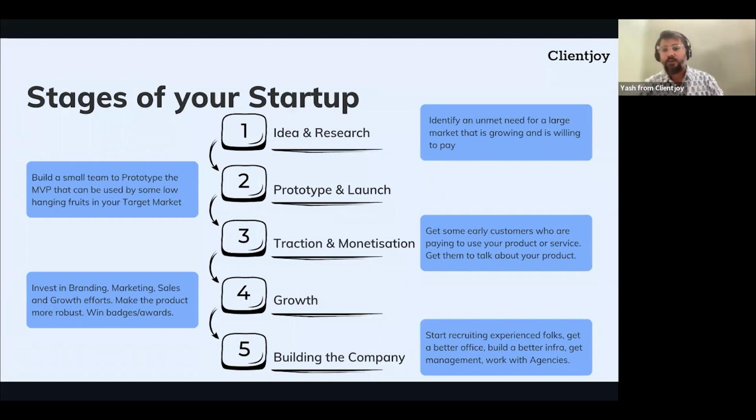Building the company is where you start recruiting experienced people, so people who have 10, 12, 13 years of work experience in doing a specific, very specialized job. You get a better office, you build better infrastructure, you start to develop your middle management, and you start working externally, right? You start working with people outside your organization as well. You start working with agencies, and these could be investment bankers, IT companies, design, digital marketing, whatever the case may be, right?